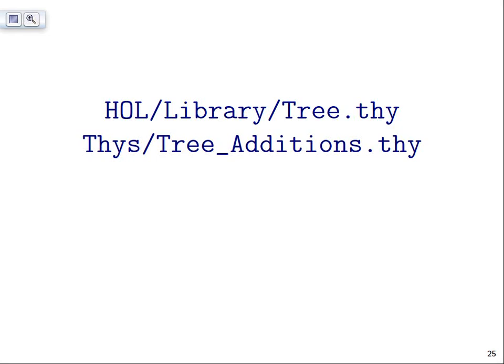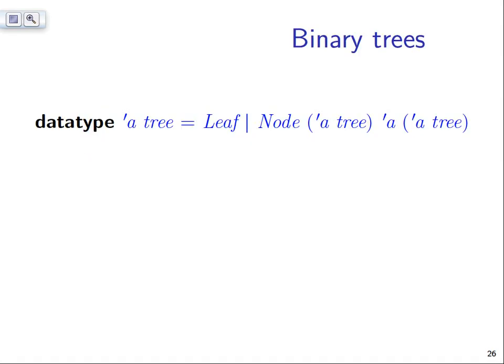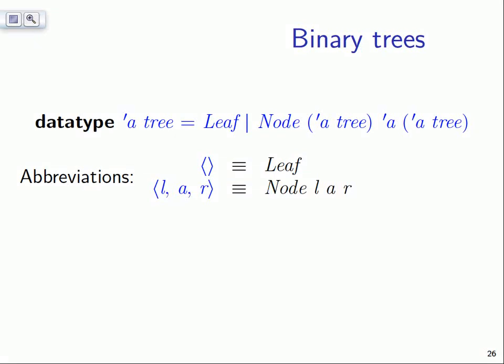Part of that stuff that I'm talking about today lives in the Hall library in theory Tree, and there is some additional stuff that is in the Bitbucket repository for the course in this subdirectory. And we had already seen the binary trees, just to remind you, with the two constructors leaf and node, and the abbreviations with the angular brackets for the leaf and node construction. And when I say tree, most of the time I will mean binary tree.